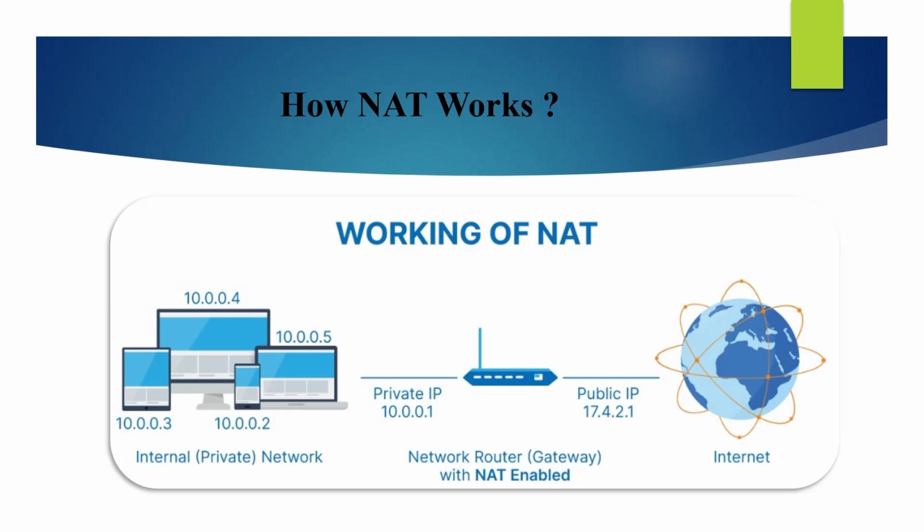Outbound request: when a device in the private network sends a request to the internet, the NAT device, usually a router, replaces the private IP address with a public IP and assigns a unique port number to identify the request. Inbound response: when a response comes back from the internet, the NAT device maps the public IP and port back to the original IP and forwards the response to the correct device in the private network.